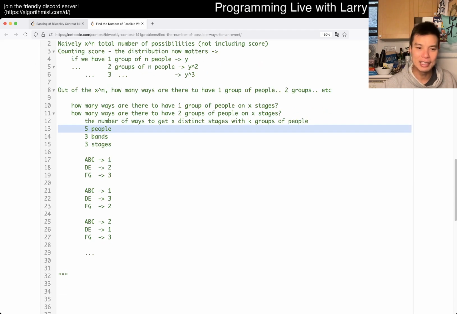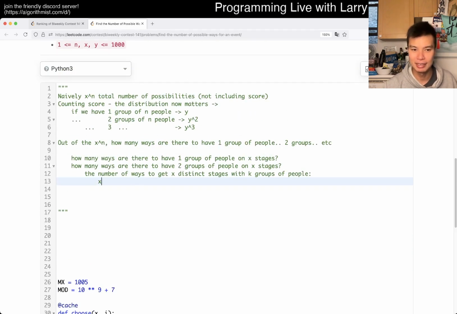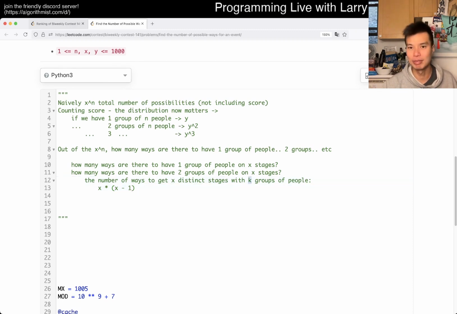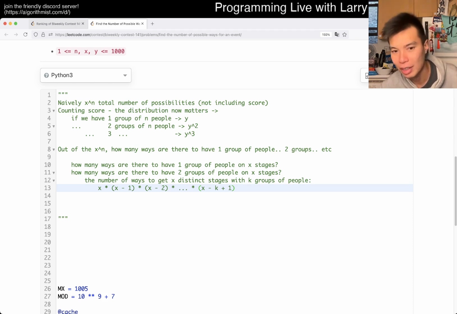That's basically the idea. There are a couple of ways to calculate this, but it turns out it's X times X minus 1, because for each of these K, the first group has X choices of stages, the second group has X minus 1, the third group has X minus 2, times dot dot dot times, I think, X minus K plus 1. I could be off by 1, but you get the idea. That's the number of distinct ways to place groups of people.